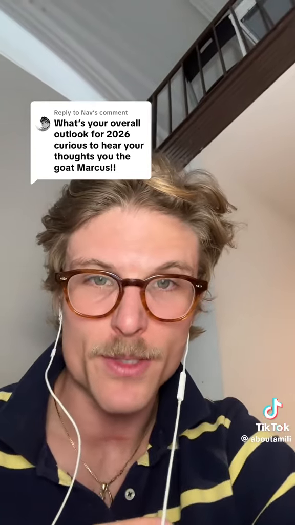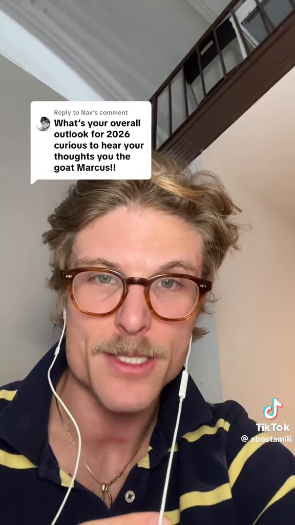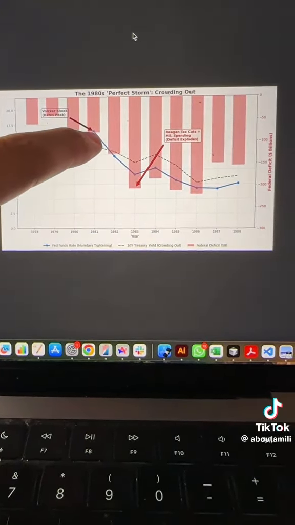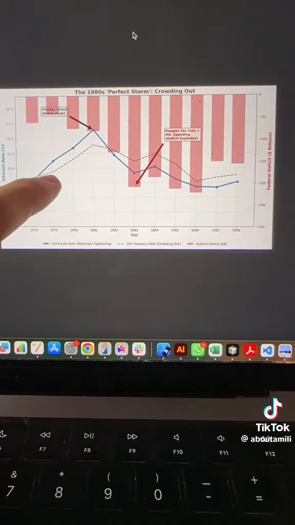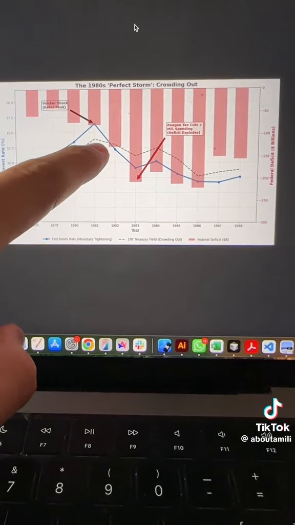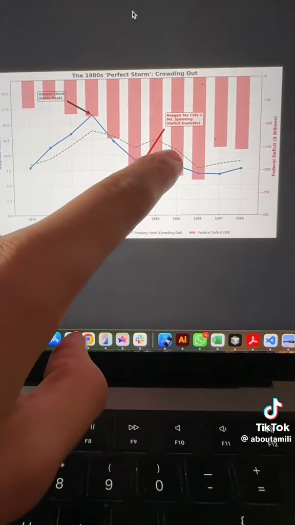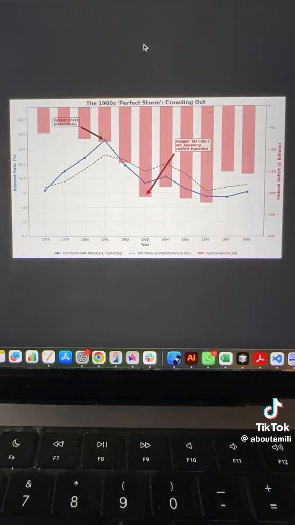U.S. sovereign debt is going to end up consuming the entirety of the system's intermediary capacity. Very reminiscent of the 1980s crowding out of the private sector. Normally, when the Fed cuts interest rates, which they did right here, you expect the long-term yields, this green line, to drop with it. However, if you look at 1982 to 1985, you'll see that the green line stays stubborn and high, right? Now, why was this happening?